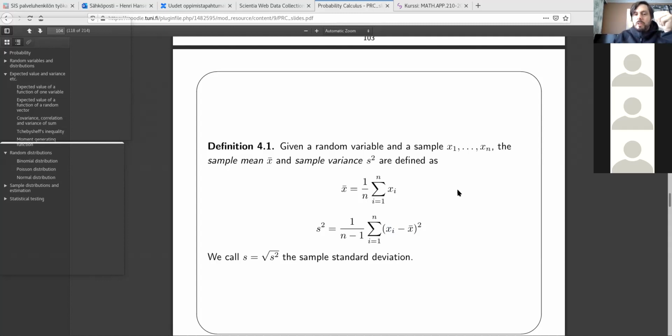And with n minus 1, we can prove that this sample variance, defined in this way, has an expected value that converges towards the actual variance when n grows large. It's going to be a very good approximation when n is at least relatively large. We'll cross that bridge shortly.